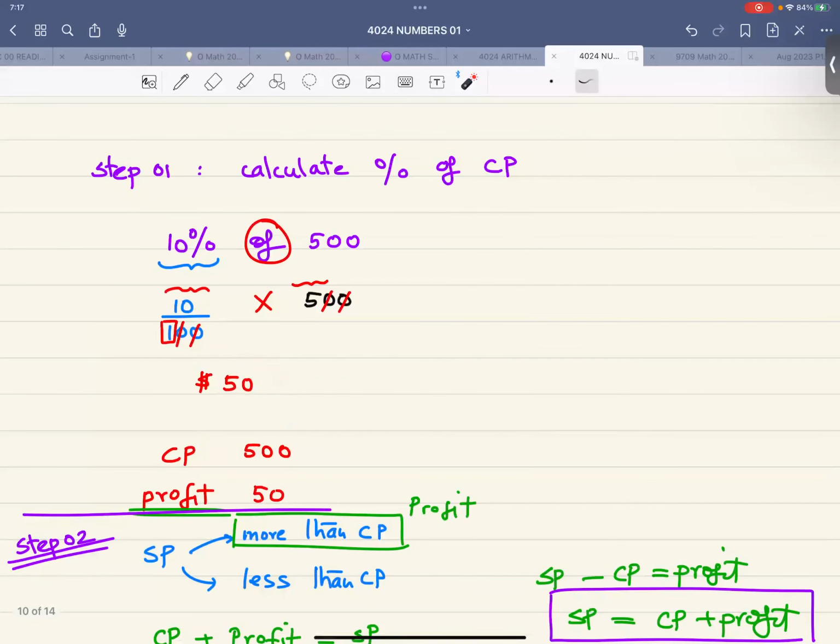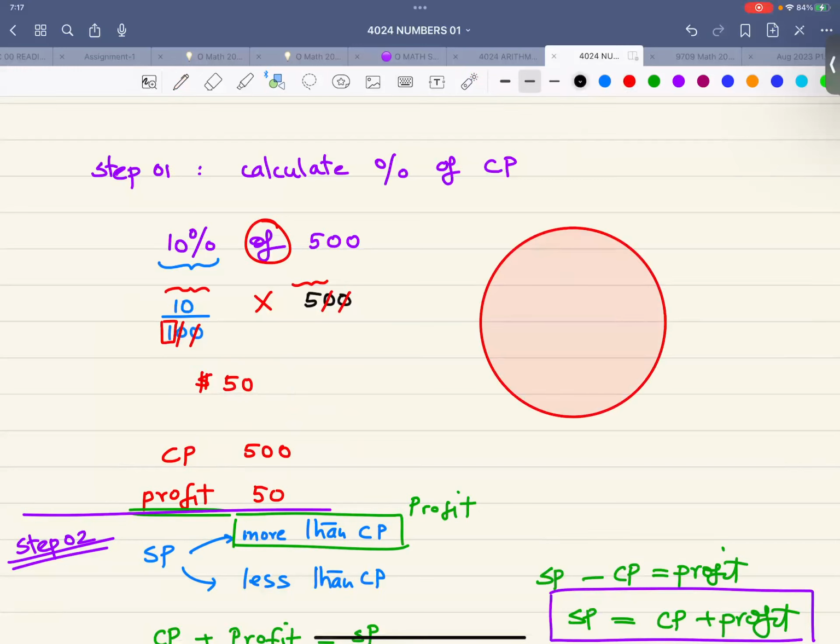Since we are talking about profit, the rule is that whenever we are talking about profit, naturally selling price will be greater than cost price. So therefore, selling price is cost price plus profit. That is the rule that we should remember. This is the cost price, that is 500. This is the profit, which is 50. It's also written over here because we have studied it a day before. So therefore, the selling price is $550. Step 1, calculate percentage. Step 2, use this equation. That's as simple as this.